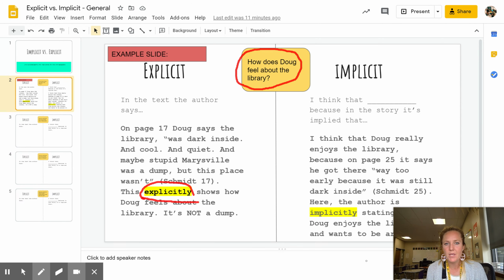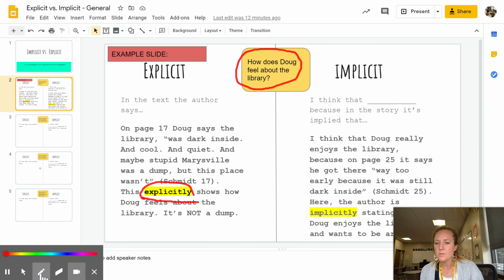I think that's what I put. So for implicit information, I'm taking a part of the text. I can take a quote or not. I think it's personally easier to just find a quote. And I'm saying, okay, so if Doug is getting to the library super early, does that imply or implicitly tell me that Doug really enjoys the library? Yes. He's getting there early. He wants to spend his time there. So this is my implicit information on how he feels about the library.